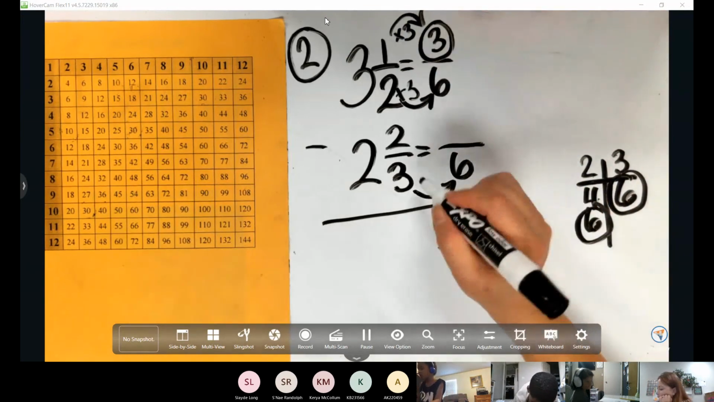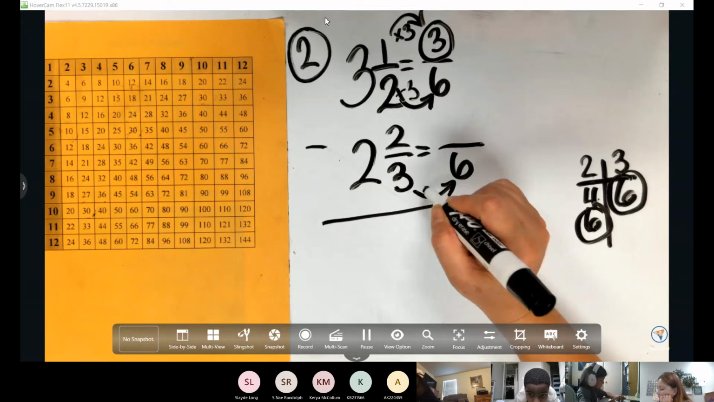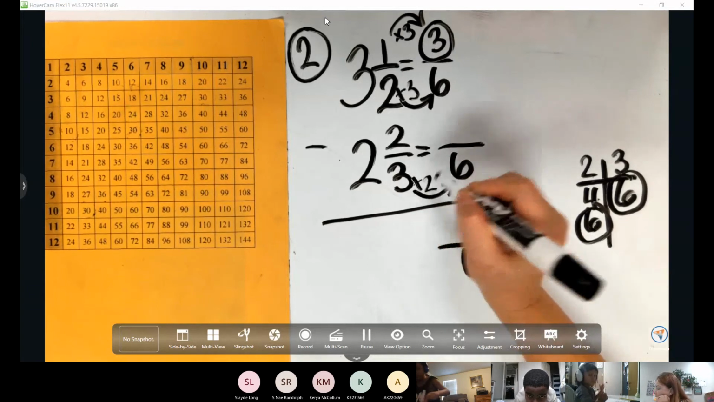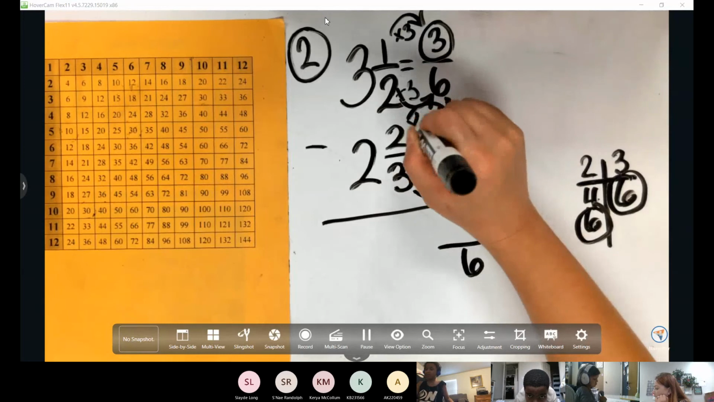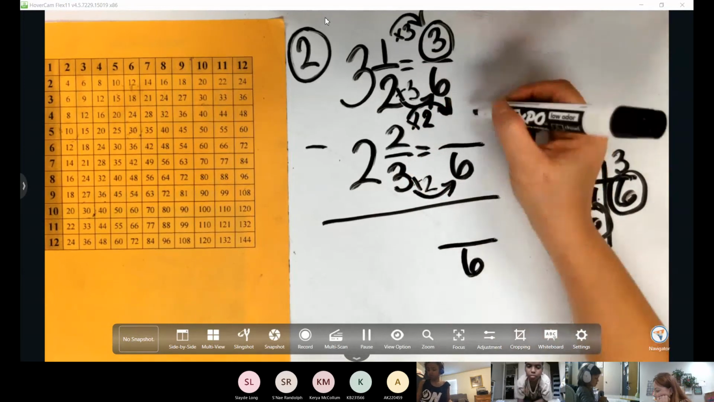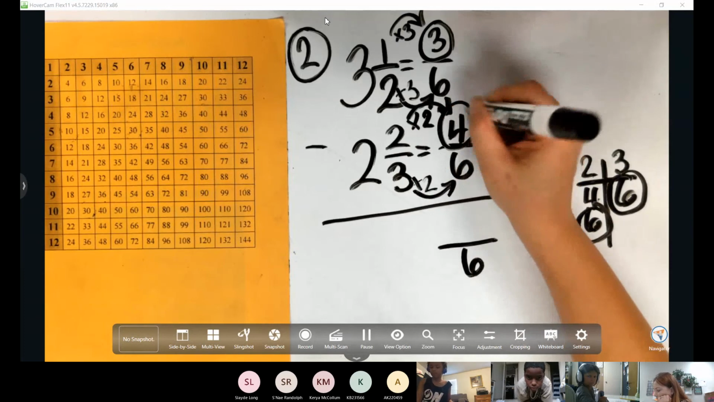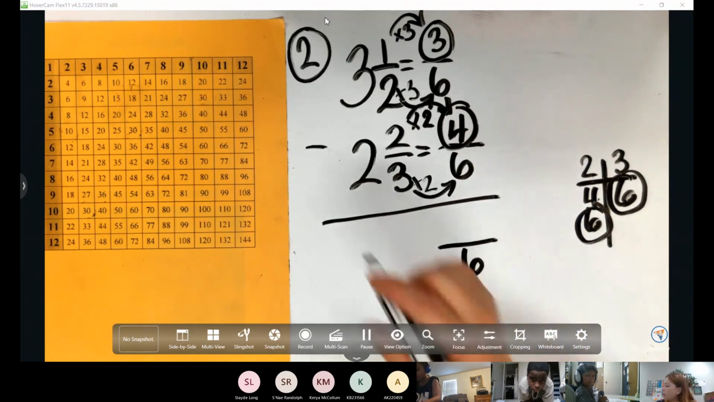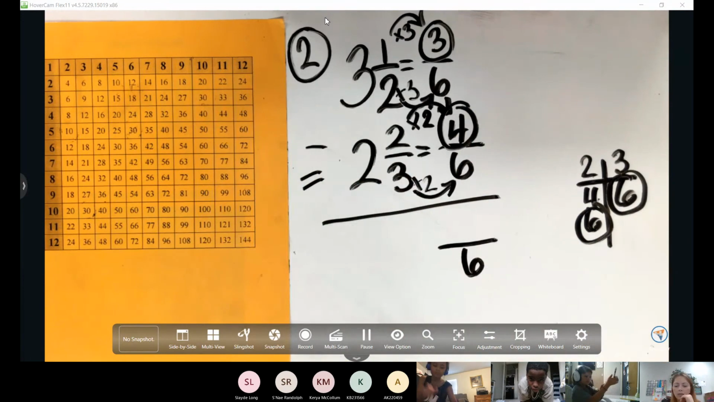Okay. So again, Xavier, 3 times what makes 6? 2. It's times 2. So whatever you do to the bottom, you're going to do to the top. So what is 2 times 2? 4. Okay. Now we have another problem. Our operation is subtraction. You're going to have to regroup. So Kennedy, 3 minus 4, can we do that?